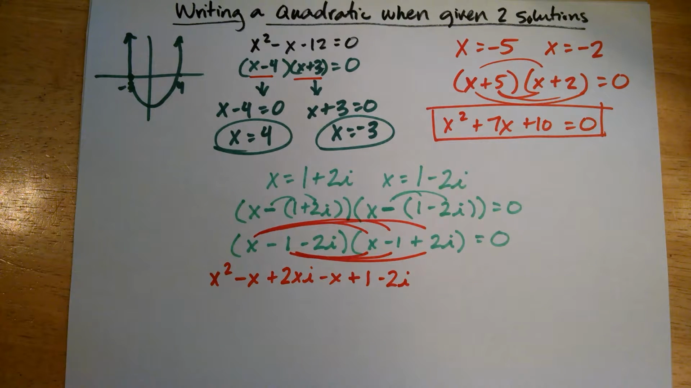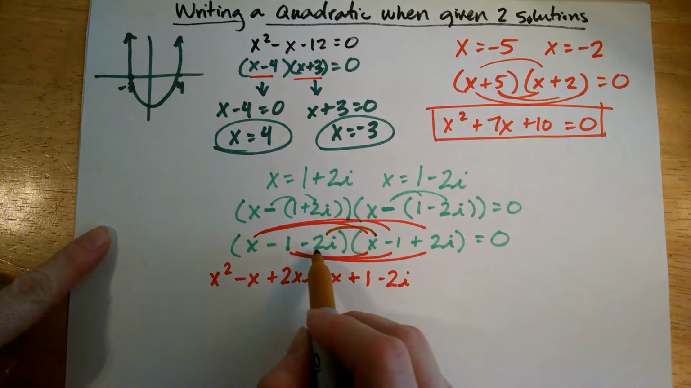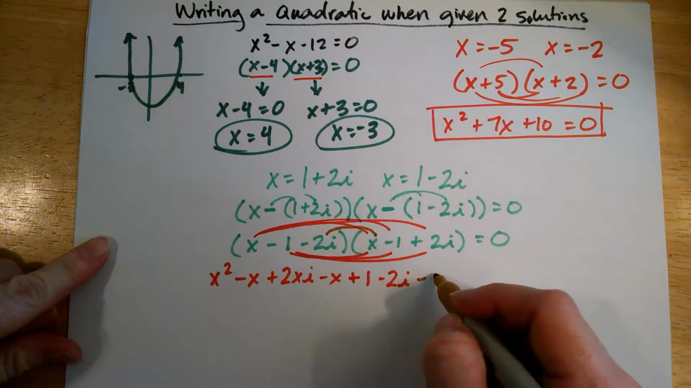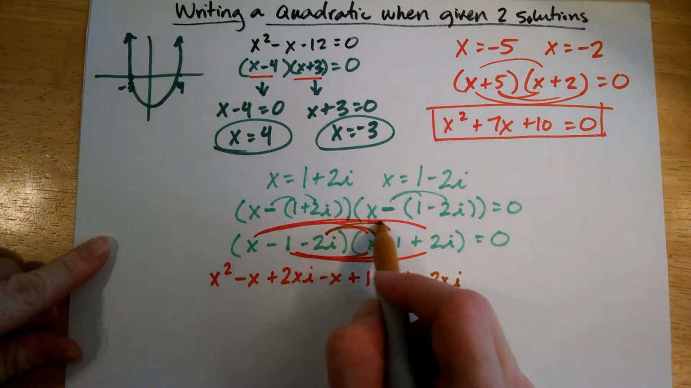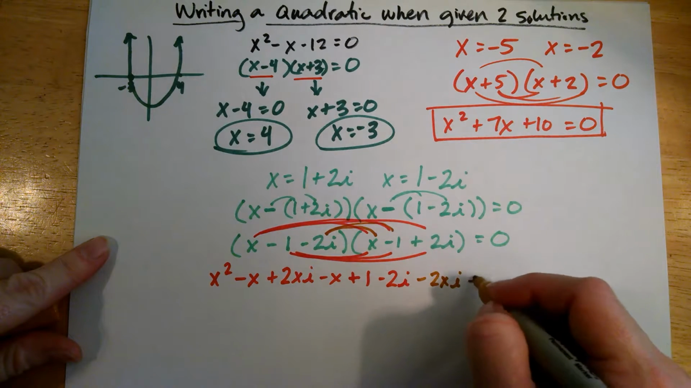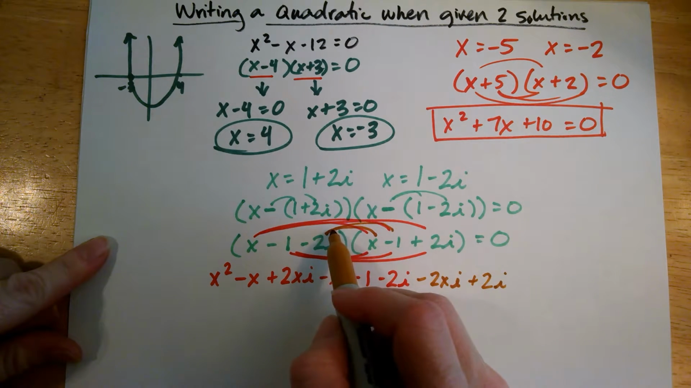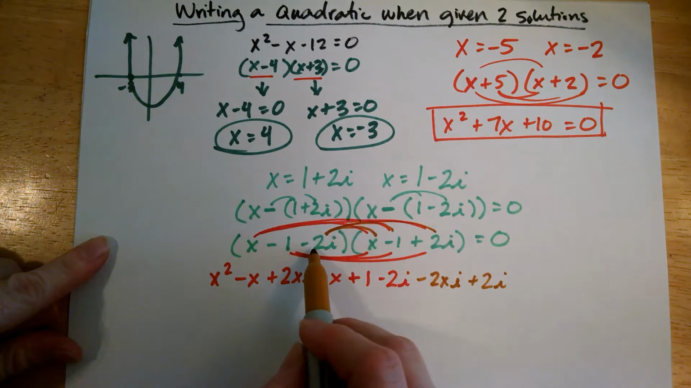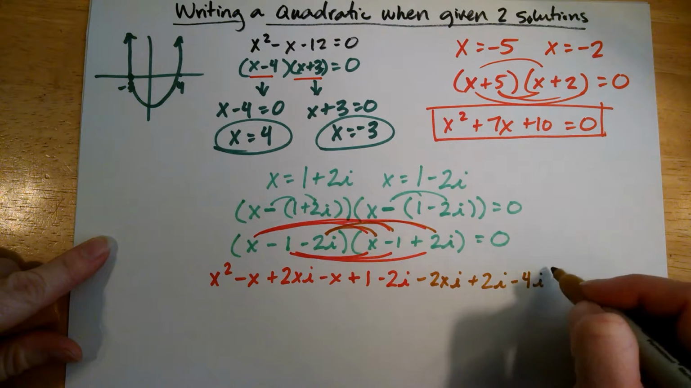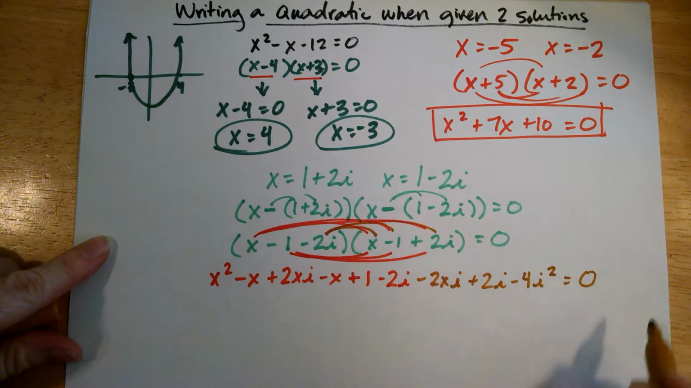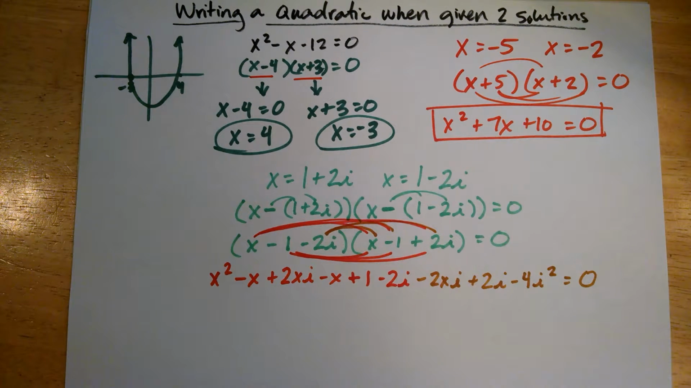And the last term, I'm going to use a different color over here. Negative 2i times x, negative 2xi. I might cancel out. Negative 2i times negative 1 plus 2i. And then over here we've got negative 2i times positive 2i, negative 4i squared equals 0. It looks like a lot of stuff going on here, but we can combine like terms. So let's go ahead and do that.